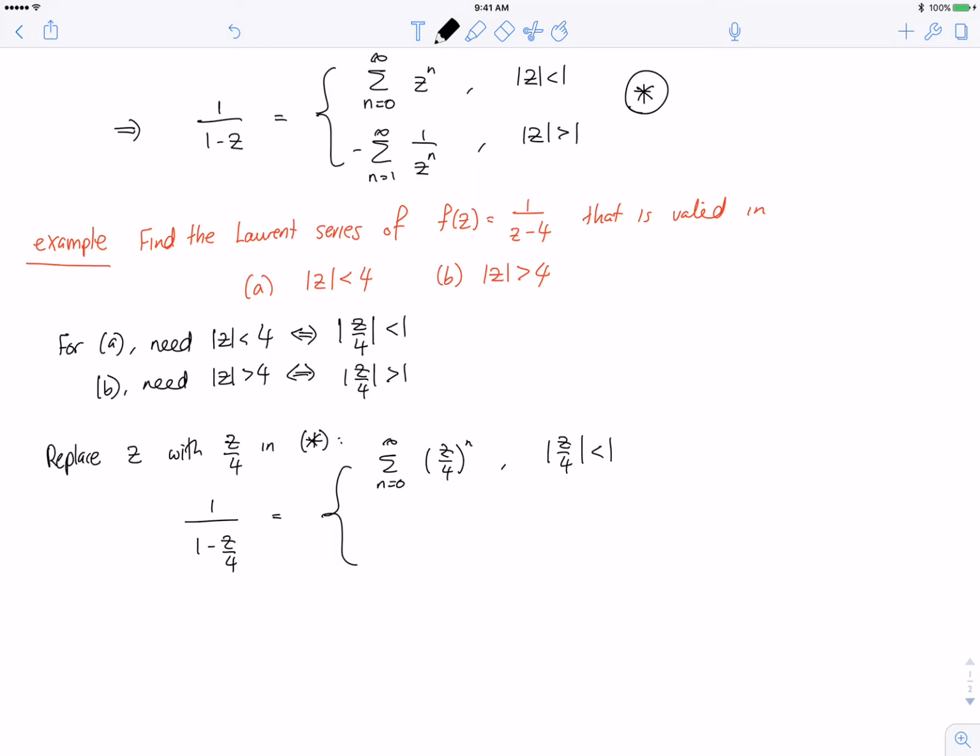I remember, like I said earlier, that just means modulus of z is less than 4. And in the bottom component, if I replace z with z on 4, this becomes 1 on (z on 4) to the power of n, provided modulus of z on 4 is greater than 1. Or in other words, modulus of z is greater than 4. Right?